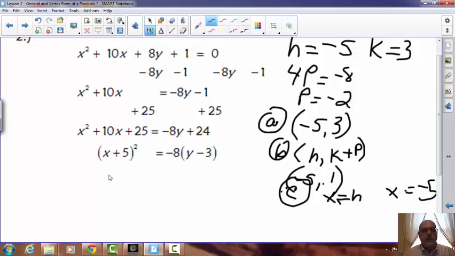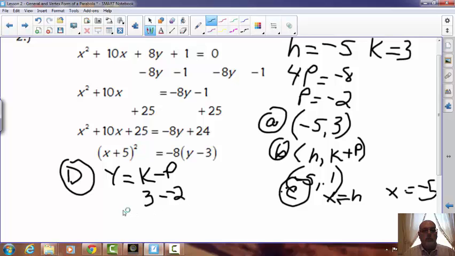And part D, I'm going to put D over here. D is the directrix. So since the axis of symmetry is a vertical line, the directrix is a horizontal line. So y equals k minus p. So k is 3, p is negative 2. So the directrix is that line of y equals 5.